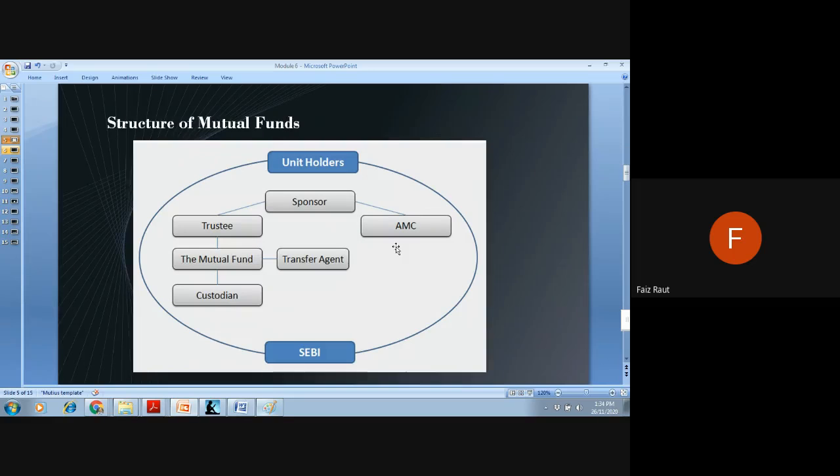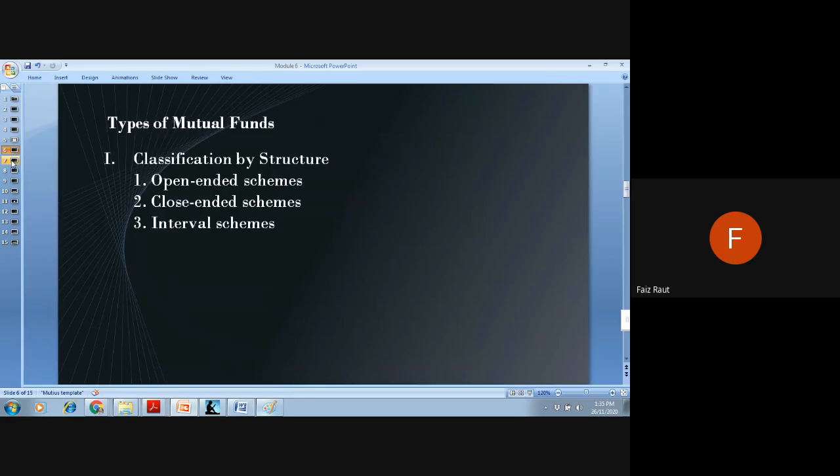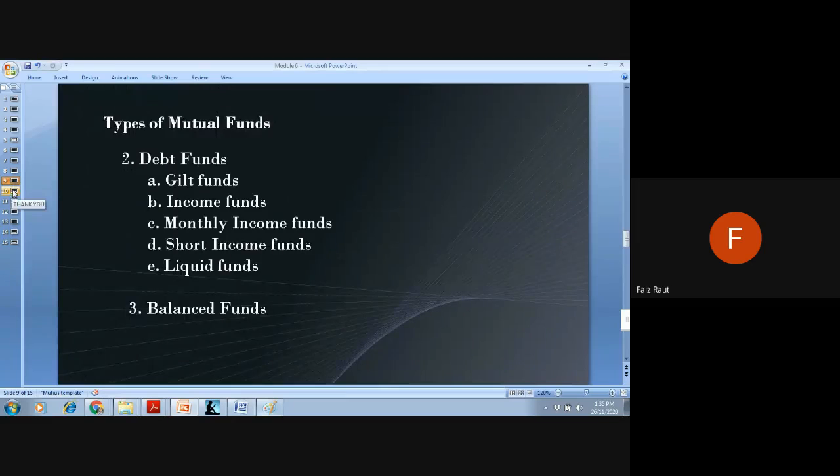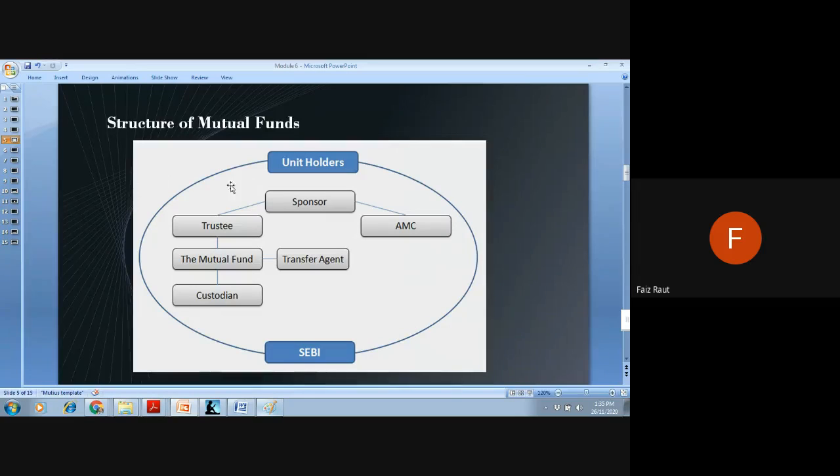Okay, structure is this one. This is the last thing we'll do today, and I'll wind up after the structure. I guess I cannot complete the types of mutual fund, because there are many types, like balanced funds. So we'll only go up to here. I'll just complete this and we'll wind up.